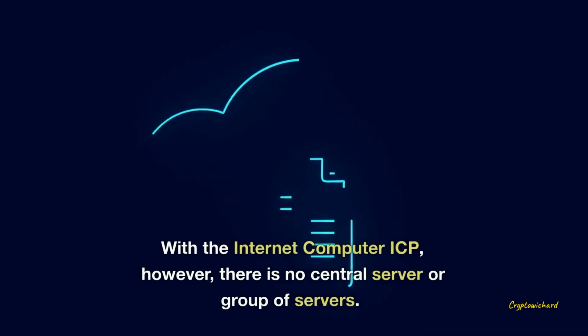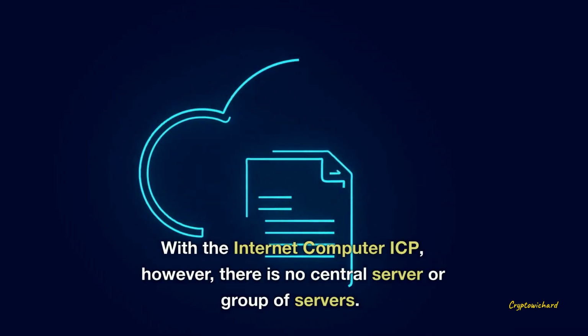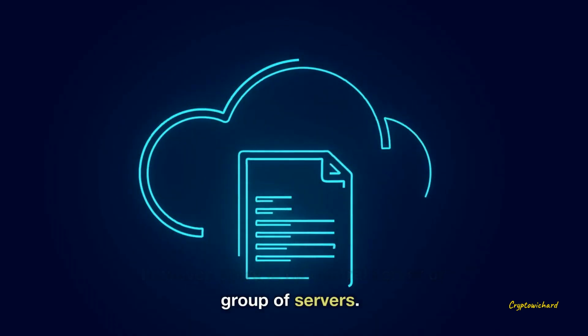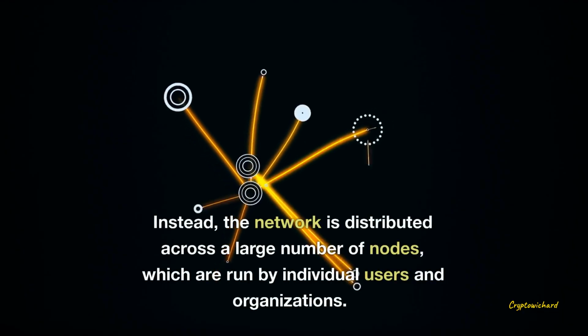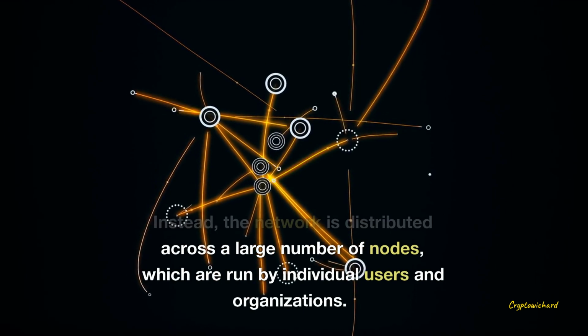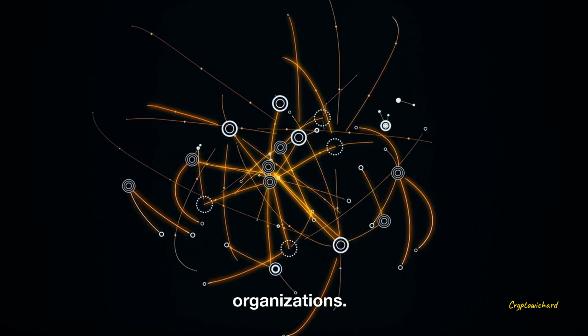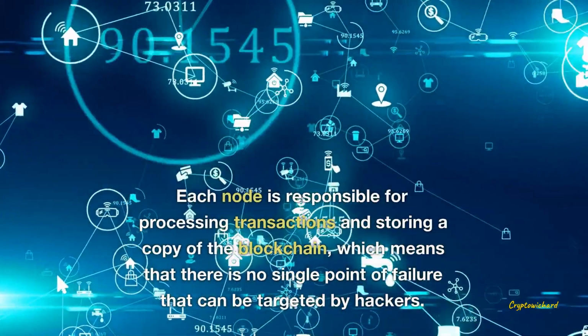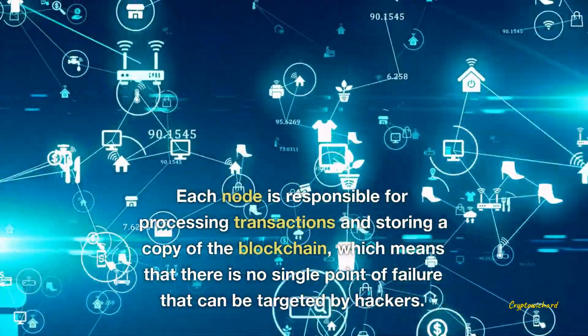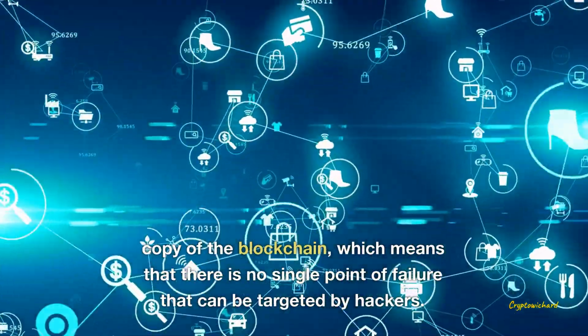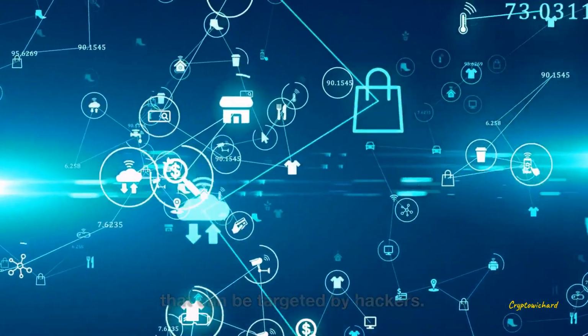If a hacker is able to gain access to these servers, they can potentially gain access to all of the data and applications on the platform. With the Internet Computer ICP, however, there is no central server or group of servers. Instead, the network is distributed across a large number of nodes, which are run by individual users and organizations. Each node is responsible for processing transactions and storing a copy of the blockchain, which means that there is no single point of failure that can be targeted by hackers.